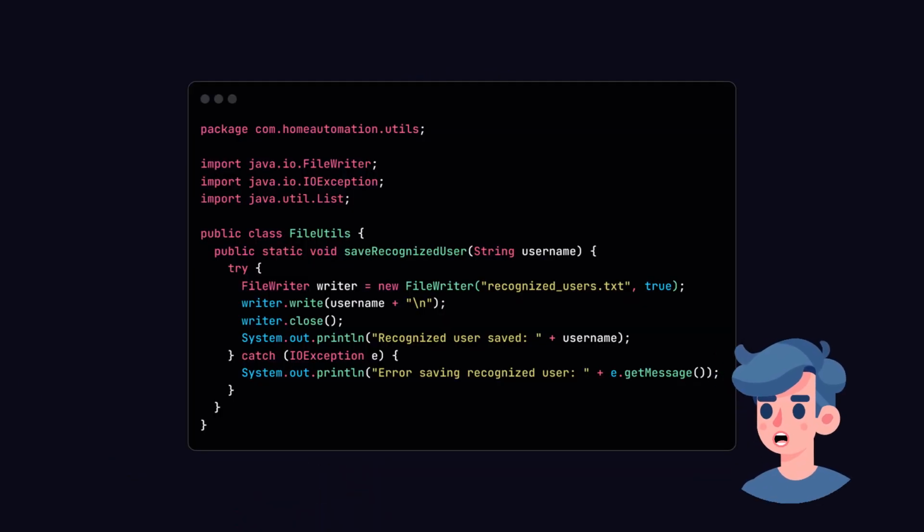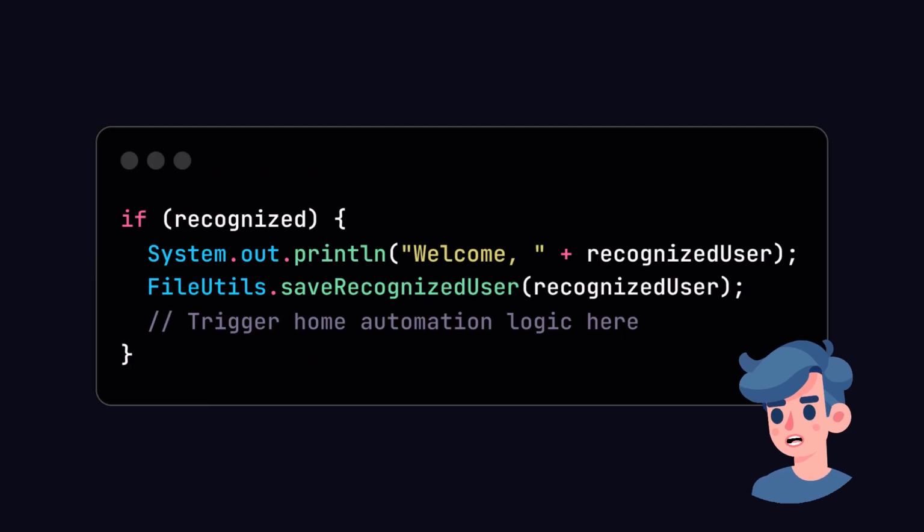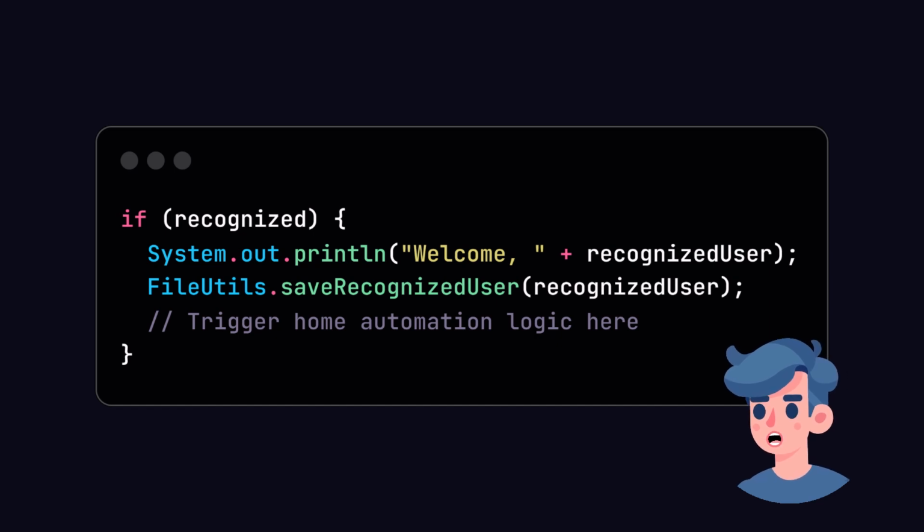Now, let's add some utility functions to help us. Create a new class in the utils package. Here we will manage features like saving and loading recognized user data. Integrating the utility function into our recognition method is crucial. When a user is recognized, we can save their information permanently using the file utils class.